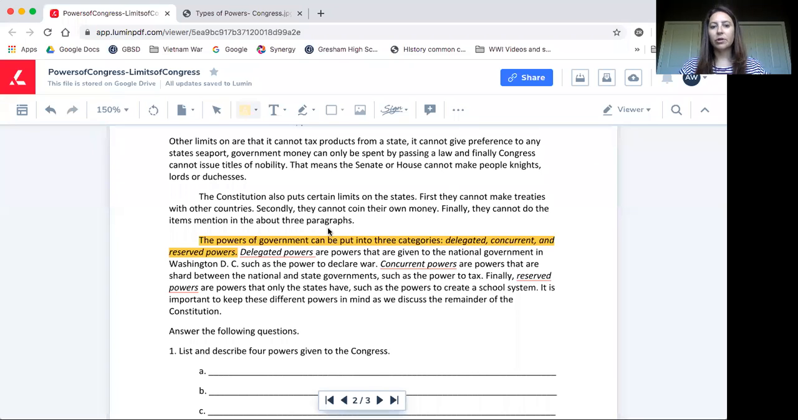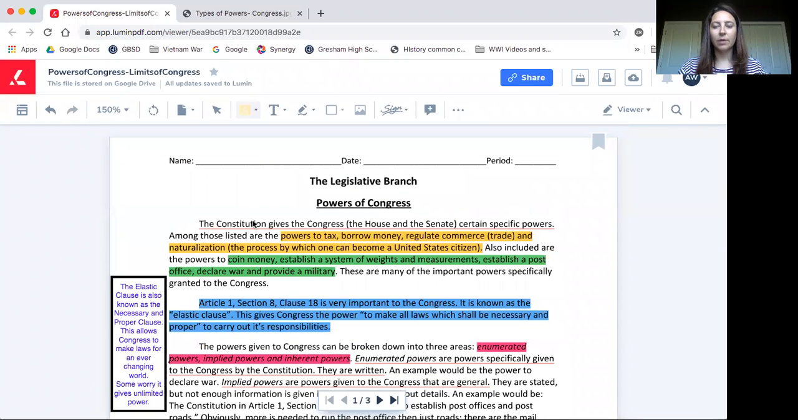So I'm going to share my screen. And so your assignment, hold on one second here. Your assignment, you're not going to necessarily see what I'm seeing here. You'll just see the worksheet.